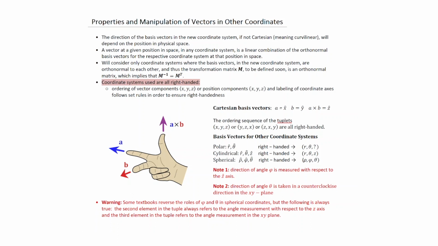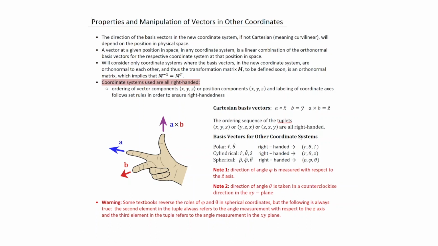And the main point I want to drive home is that coordinate systems used are all right-handed. And so what does that mean? It means the ordering of vector components x, y, z, or position components x, y, z. One is in parentheses, the other one is in angled brackets. And labeling of coordinate axes follows set rules in order to ensure right-handedness. So if you look at the picture on the left, that's a right hand. It shows basically the direction of A, the direction of B, and the resultant direction of A cross B. If we took A to be the x hat vector, B the y hat vector, then A cross B would be the z hat vector. That is what we mean by right-handed.